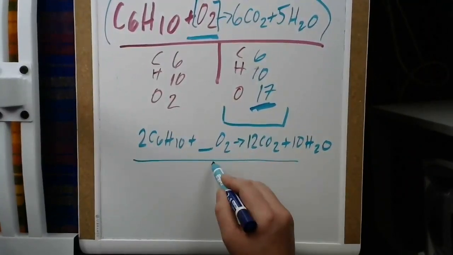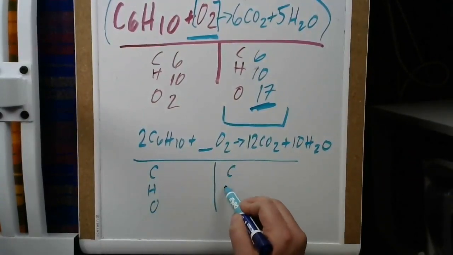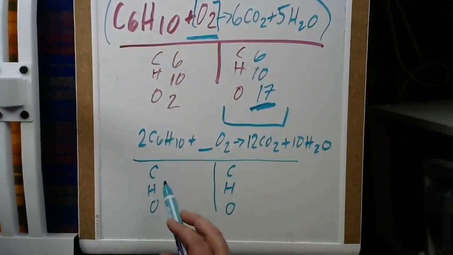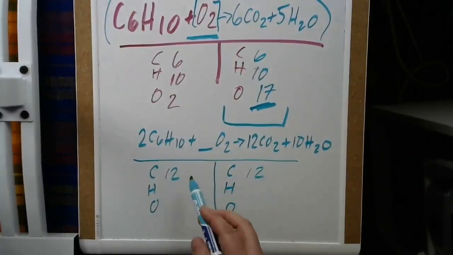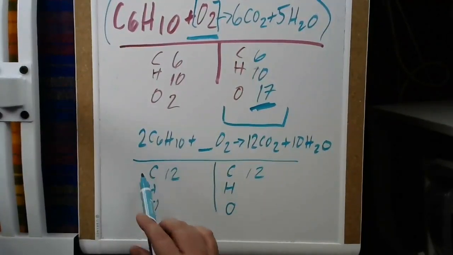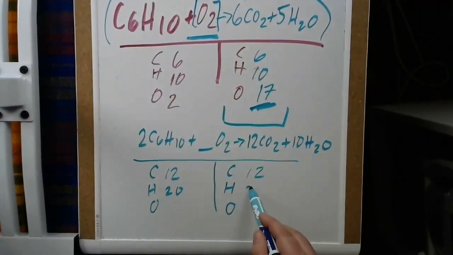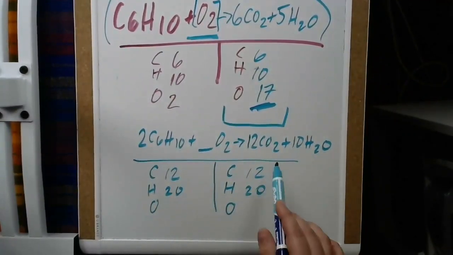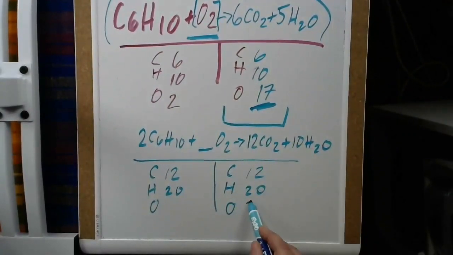Let's see what our tally looks like. Carbon, hydrogen, oxygen, carbon, hydrogen, oxygen. So now we have 12 carbons over here. We have 12 carbons over here. We have 10 times 2, 20 hydrogens here. 10 times 2, we have 20 hydrogens here. Oxygen, we have 12 times 2 is 24, plus 10 is 34. Now we use this number to decide what our coefficient here is going to be.